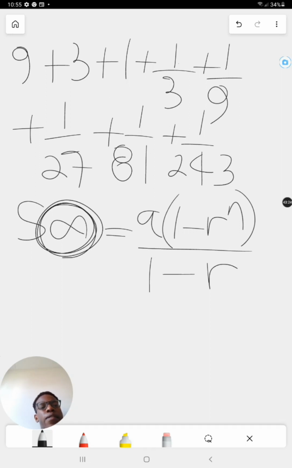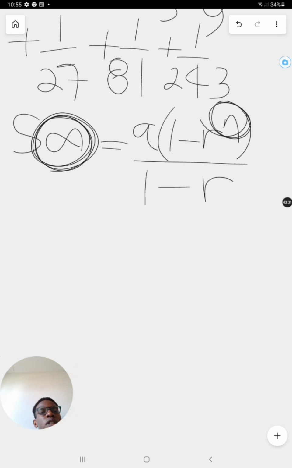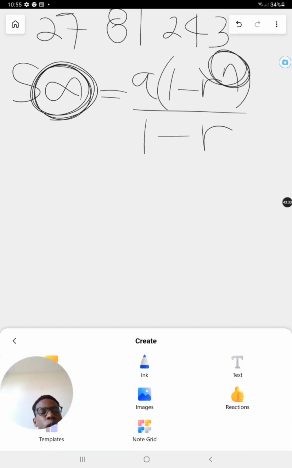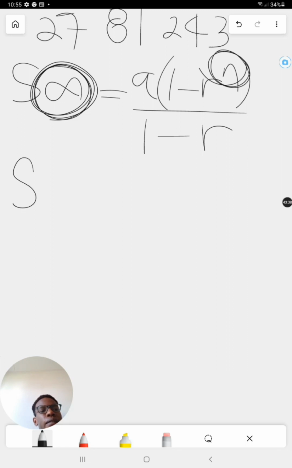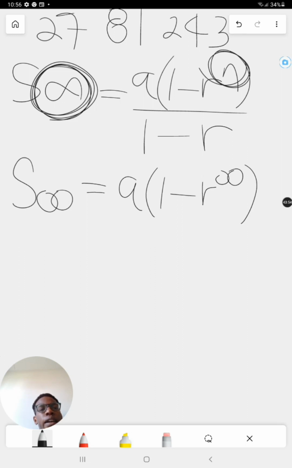So remember, this value has to be the same as that value there. So n has to be the same. If I substitute that value in, this equation should be familiar to you right now. So we've got S infinity, the sum of the first infinity terms, is equal to a, open bracket, 1 minus r to the power, instead of n, I'm going to write infinity, close bracket, over 1 minus r.